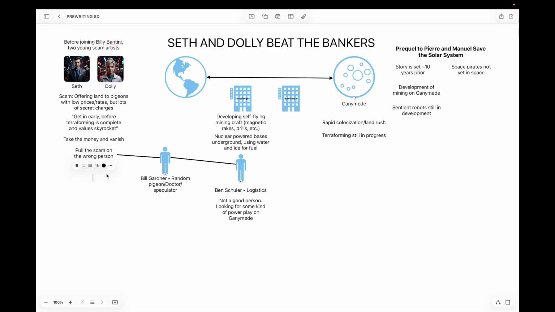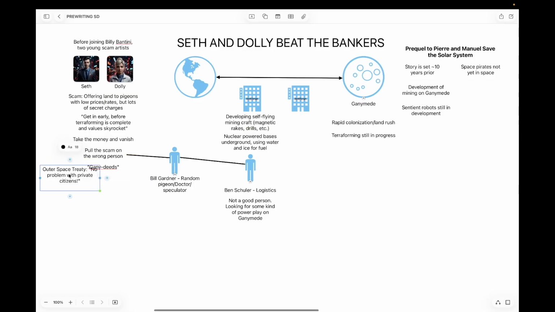So let's just say Outer Space Treaty. No problem with private citizens. It's getting mixed up there, so let's shrink it down there. Outer Space Treaty, no problem with private citizens.